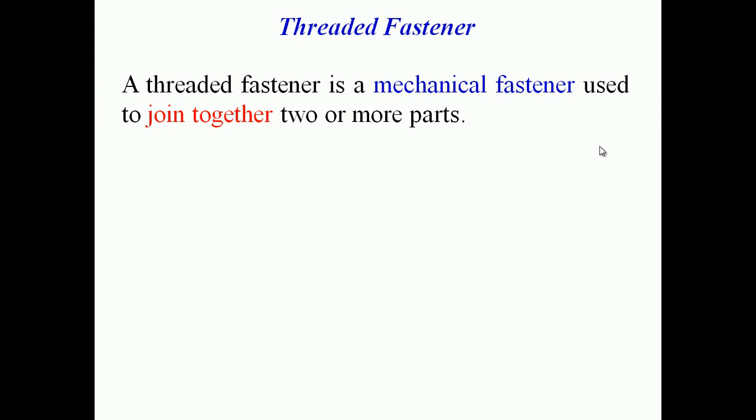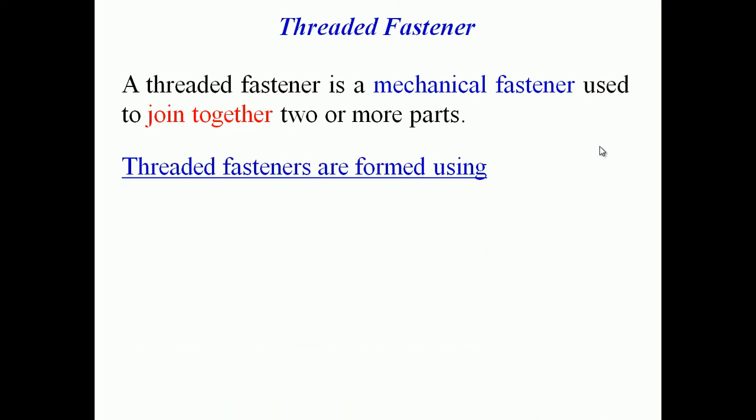A threaded fastener, as I said, is a mechanical fastener used to join together two or more parts. So a threaded fastener is a mechanical fastener. It's used to join together two or more parts. Okay, so threaded fasteners are formed.